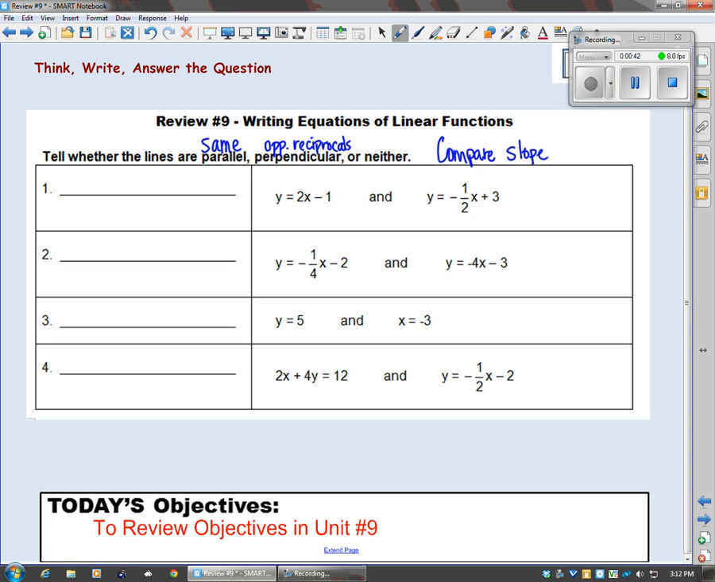So on number 1, the slope of the first equation is 2. The slope of the second equation is negative 1 over 2. So if you write each of those as a fraction, we have positive 2 over 1 and negative 1 over 2. Obviously they are not the same, so they're not parallel. However, they do have opposite signs and they are reciprocals of each other. 2 over 1, 1 over 2. So these are perpendicular.